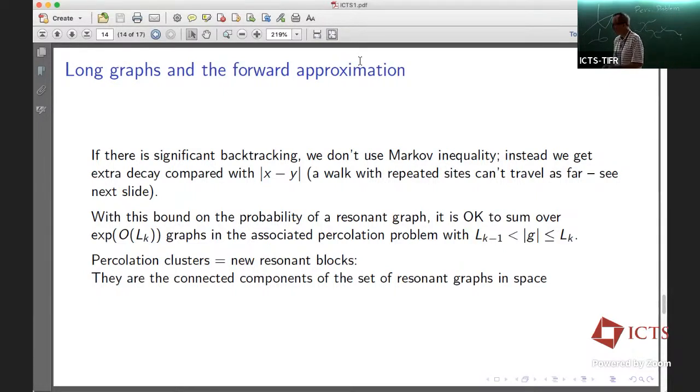So that's telling us that these resonant clusters, although they're complicated in structure, at the end of the day form percolation clusters, which are nice, probabilistically speaking. If you're in the non-percolating regime, they're not very big. Their conductivity function decays exponentially.